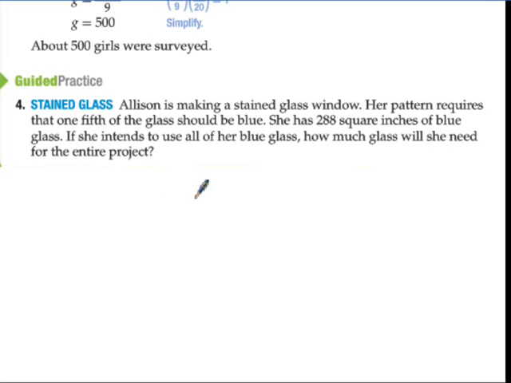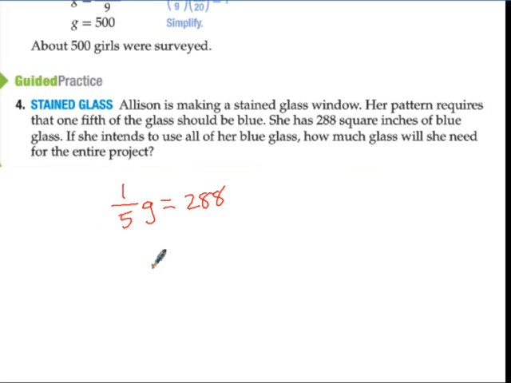So what we need to do first here is set up an equation. Allison is making a stained glass window, and her pattern requires that 1/5 of the glass should be blue. She has 288 square inches of blue glass. If she intends to use all of her blue glass, how much glass will she need? Well, 1/5 of all the glass would be blue, and blue is 288. All right, it's really just that simple.